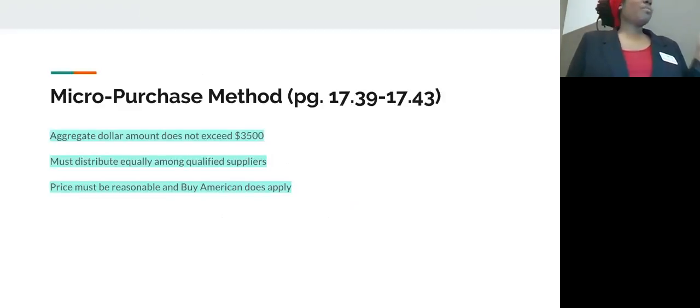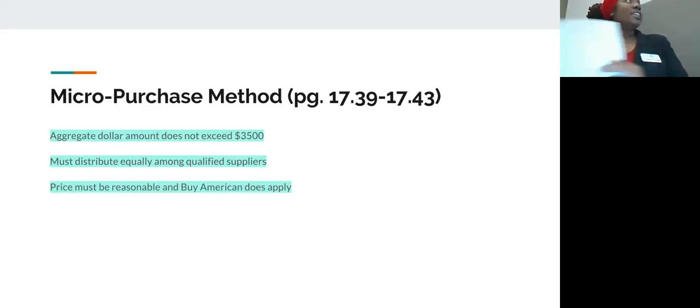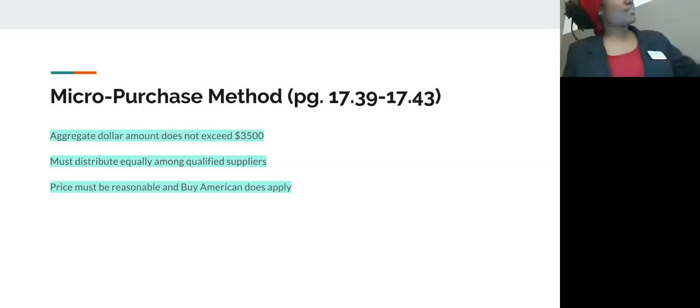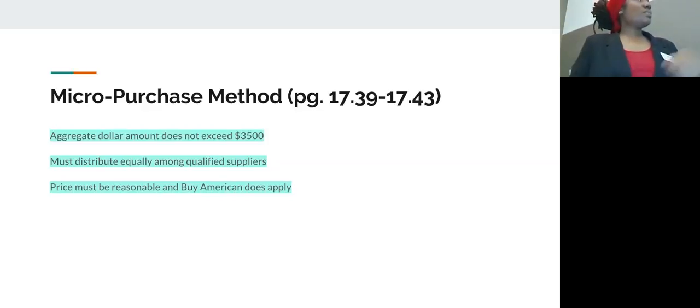So for some of you, micro purchase may not even apply to you at all, because you may be at a district where most of the things that you order are above $3,500, or you just may feel more comfortable using a small purchase method. But either way, it's just one of those options that the state came up with about 2 years ago. But primarily, when it comes to your micro purchase method, it's an aggregate dollar amount that does not exceed $3,500, must distribute equally among qualified suppliers, as well as price must be reasonable, and Buy American does apply as well.